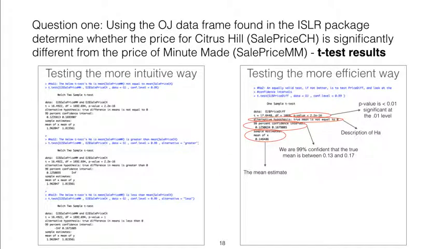Here are the results that we saw in the prior video, and there is no need to go over them all over again. I do have some clarifications as to what each component of a test is telling us. We already know from the prior video in R that Minute Maid is significantly different from Citrus Hill, and Minute Maid is greater. Let's interpret these results.